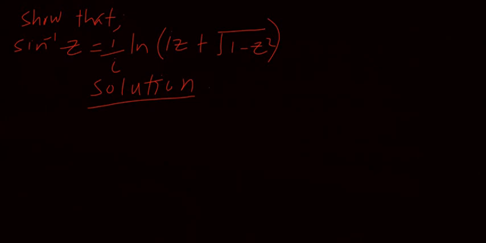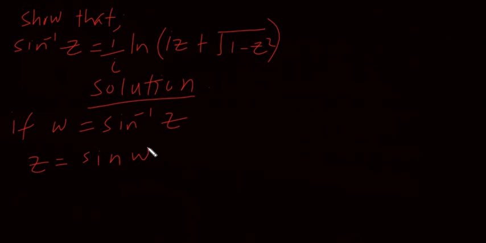Solution. Now, if w is equal to sine inverse of z, meaning that if I take sine of both sides, remember sine of sine inverse gives 1, so this side will remain with z. So I can say z is equal to sine w. Is it correct? Yeah, very correct.